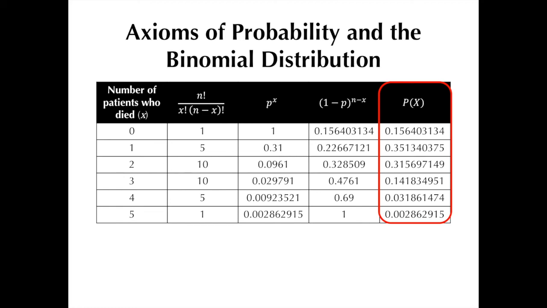Now, if we sum up all the resultant probabilities, we get a total of 1. This, in effect, satisfies the second axiom. Now, notice that in all rows, we have the same values for n, which is 5, and p, which is 0.31. The only value that changes each time is the value of x, which varies from 0 to 5.